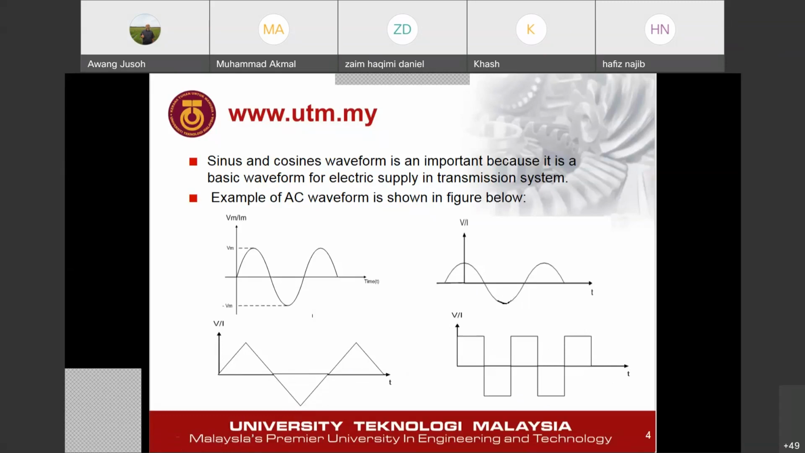But utilities normally generate this kind of waveform. Utility means TNB and so on. Here in Malaysia, we also have independent power producers, IPP, that also produce electricity. So besides TNB, we have other power supply companies, for example YTL and some other companies that also produce power. The voltage generated by those power plants is like this, sinusoidal.